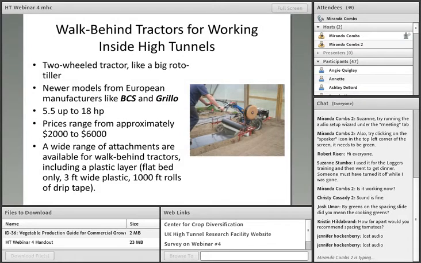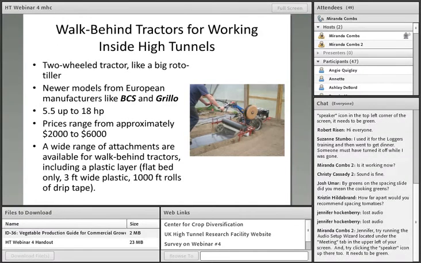These are two-wheel tractors that we're talking about, essentially like a larger scale Roto-Tiller. There are some older model two-wheel tractors, the Graveleys from many years ago, but primarily what we're seeing now are these newer models from European manufacturers, primarily out of Italy, in particular two brands, BCS and Grillo. These are tractors. They're very nicely designed, can do lots of different things with them.